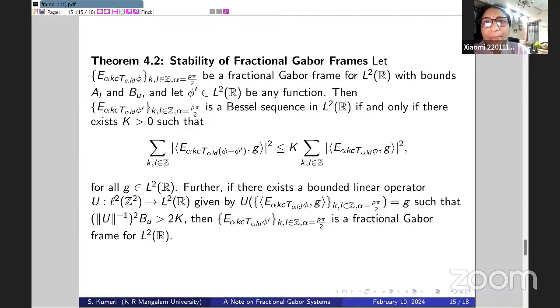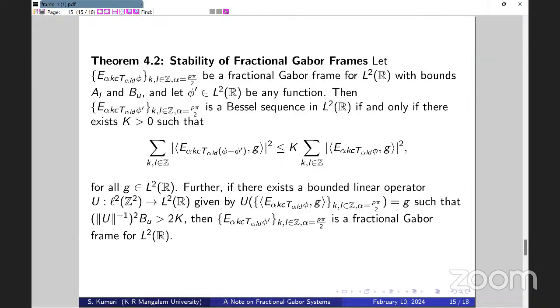this result holds: the sum of the squared modulus of the inner products is less than or equal to K times the squared norm of g.